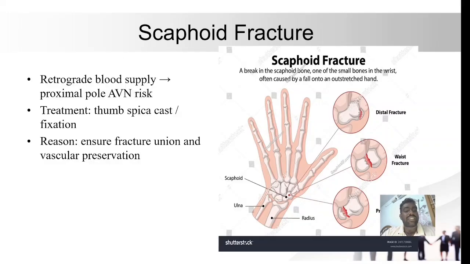Now, why the fracture is so dangerous? Because the unique blood supply. The scaphoid bone has retrograde blood flow. The blood enters from the distal pole, which means in the first grade digital pole and travels towards the proximal pole.